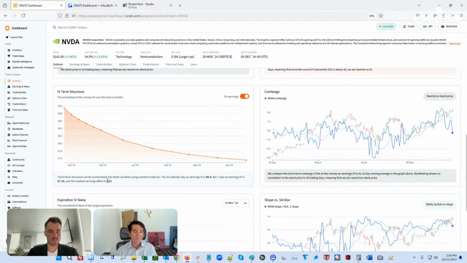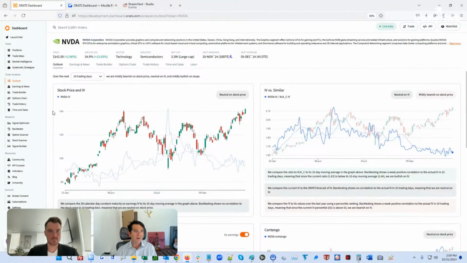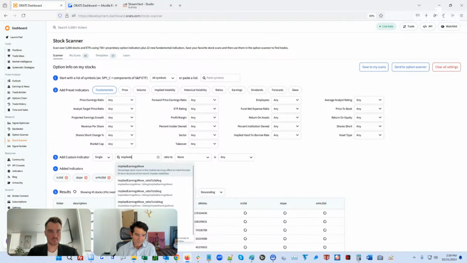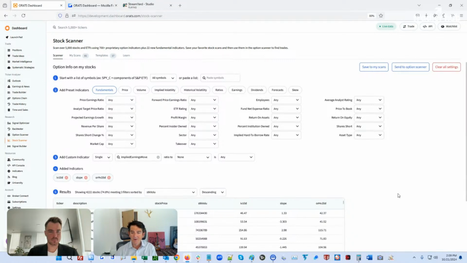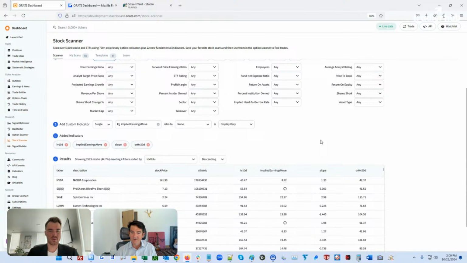The implied earnings effect is 300% here. And we could also go back to the stock scanner and see what the implied earnings move for Nvidia is. I think you've got to display. Yeah, show it on there. So the display is nearly 9%. Now let's go look at earnings.